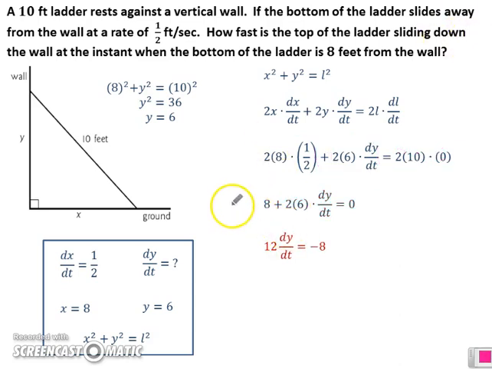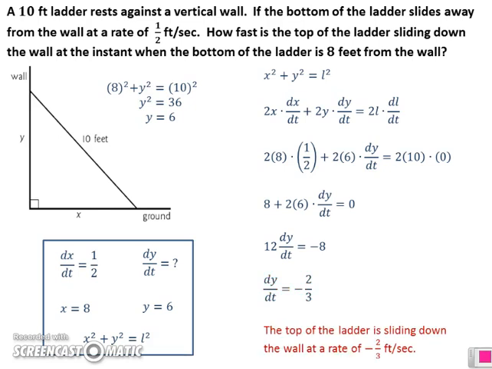So now this is just a regular algebraic equation. Like this is an algebra 1 problem really. 8 plus 12 something equals 0. This could be any variable you want it to be for a minute, just because we have to solve for that. So subtract the 8, divide by 10. I'm sorry, divide by 12. So it's negative 2/3. And remember, final answer should be in units. Top of the ladder is sliding down the wall at a rate of 2/3 feet per second.